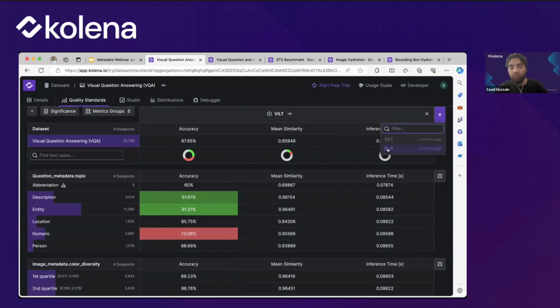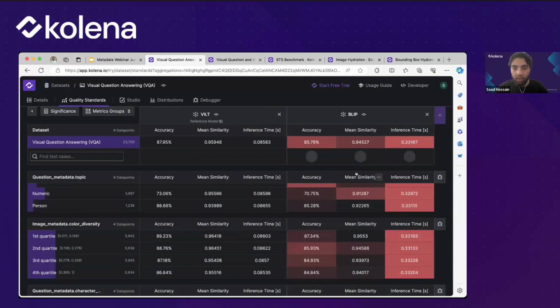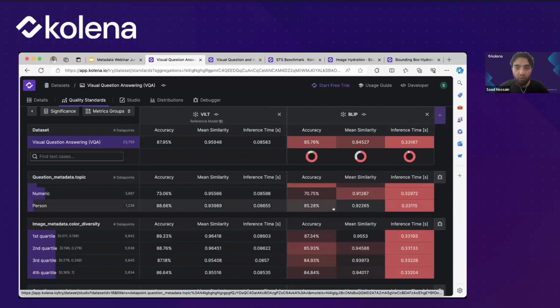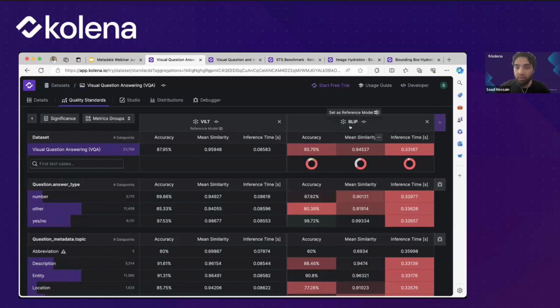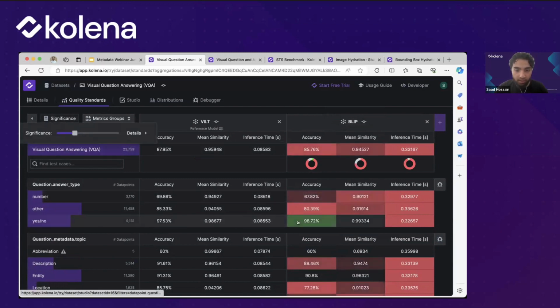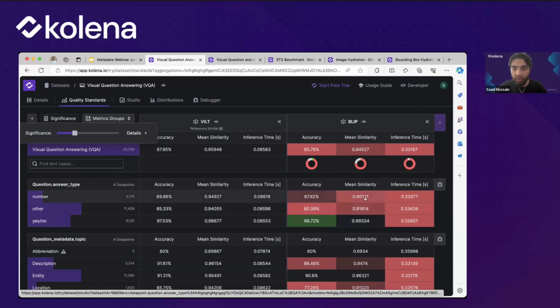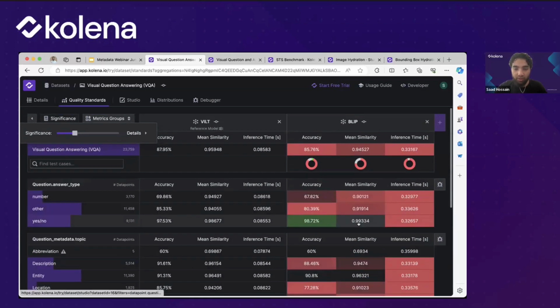Moreover, we can also compare various different models, and we can essentially ease the process of making deployment decisions. So for example, over here, we notice that this Wilt model seems to be better than the Blip model on effectively all the metrics. If we lower the significance score a little bit, we do notice a slight regression in yes or no questions of about a percentage point. But overall it seems to be better in every different scenario.